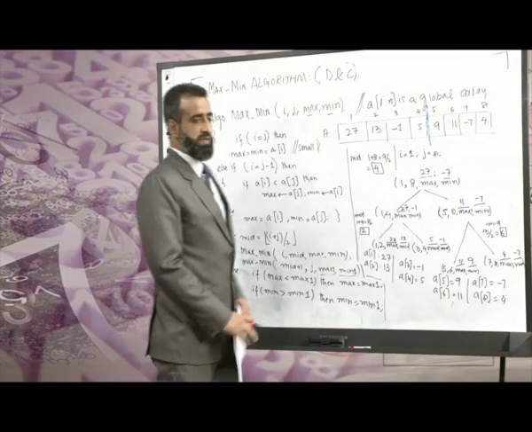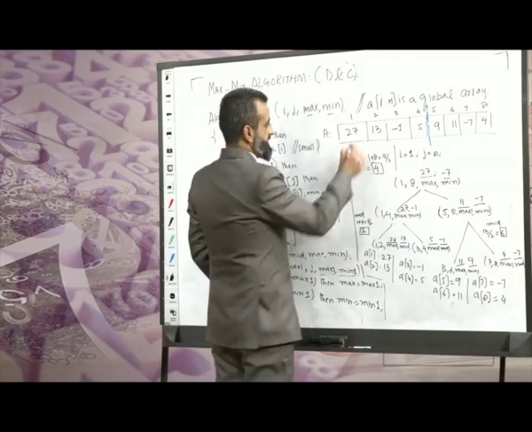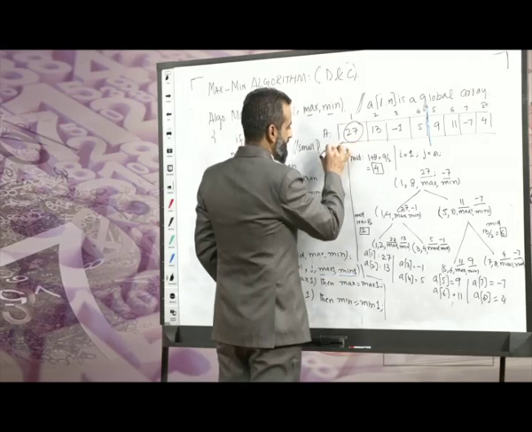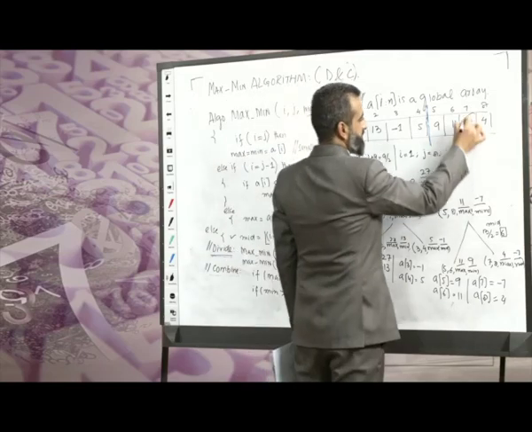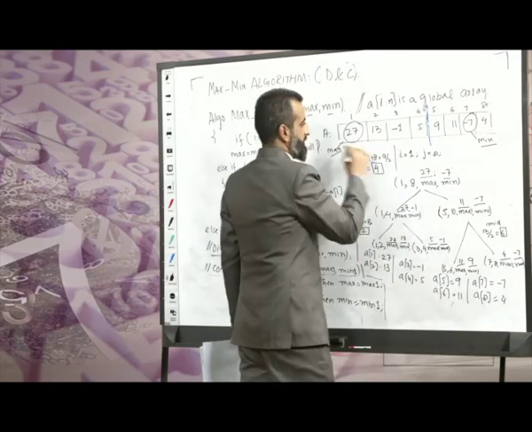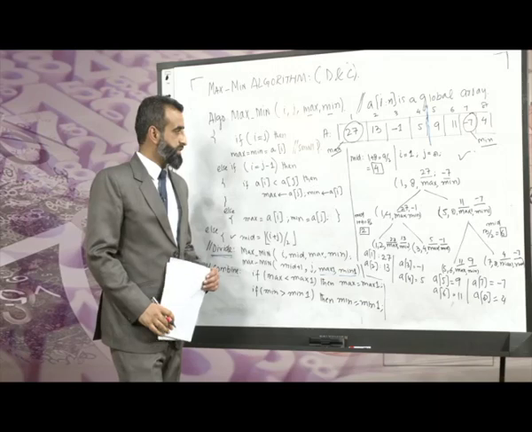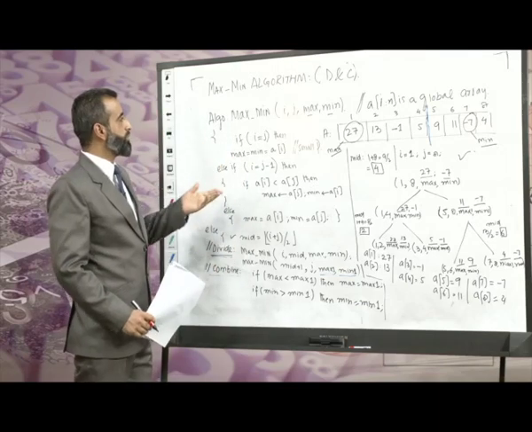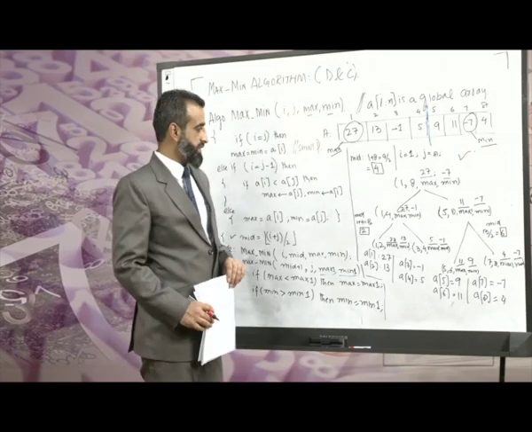Thereby, we have solved the entire problem, and we can now claim that 27 is the max element in the present array, and minus 7 is the smallest possible element in the array. Dear students, this is exactly how we solve a maximum minimum problem using a divide and conquer strategy.